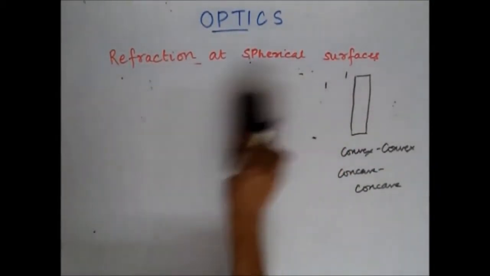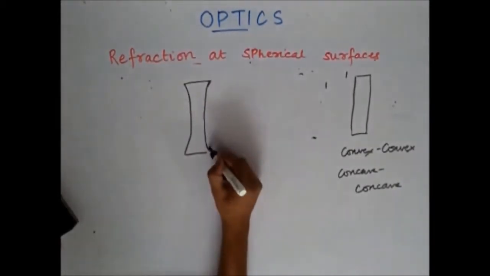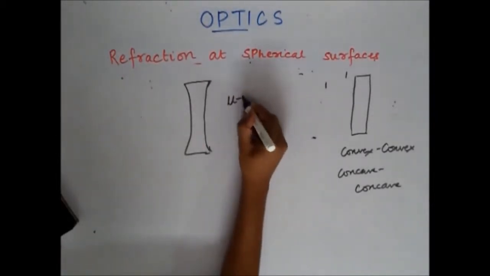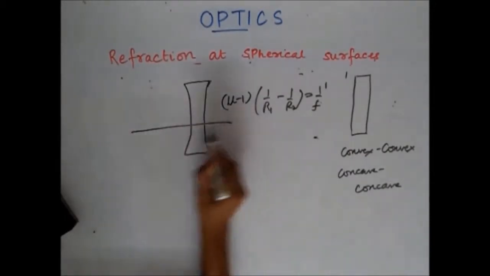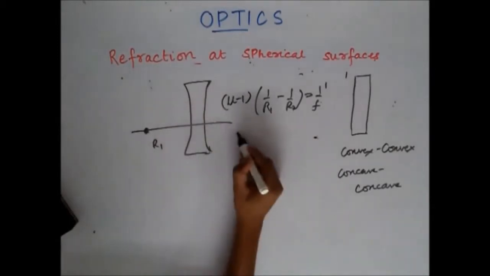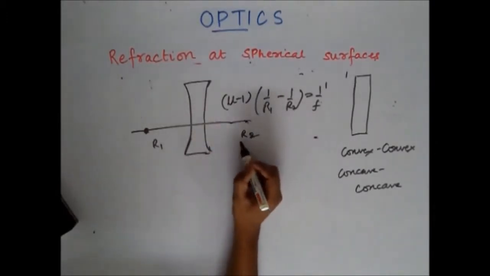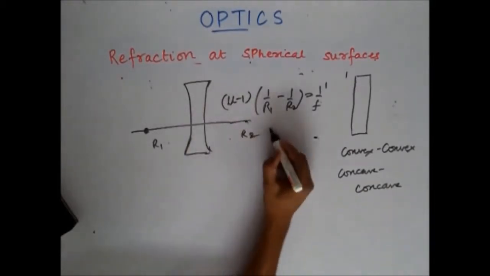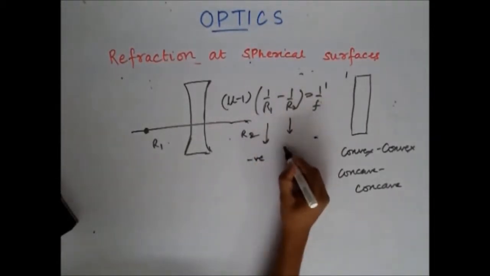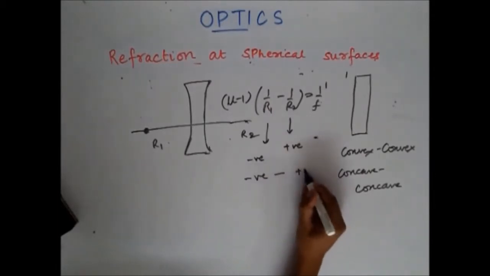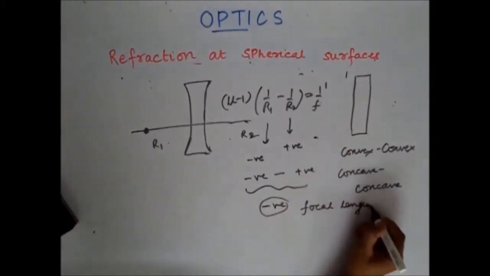Similarly, if you take the example of a biconcave lens, both the surfaces are concave, then what happens? You write (mu minus 1) into (1 by r1 minus 1 by r2). This is equal to 1 by the focal length of the lens. You see, in this case, if I have an object here, r1 is on this side, r2 is on this side, somewhere here. For the first refracting surface, this is my virtual space, this is my real space. So r1 is a negative quantity because it lies in the virtual space. For this refraction, r2 is a positive quantity because it lies in the real space. So I have negative minus a positive quantity. So the whole thing is a negative quantity, which means the focal length of a biconcave lens is always negative.